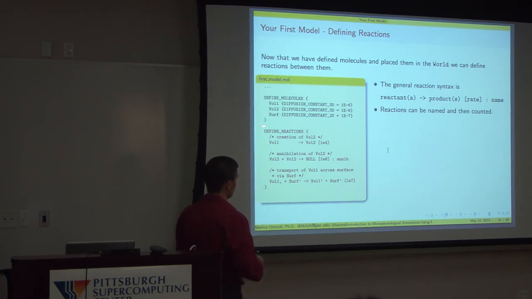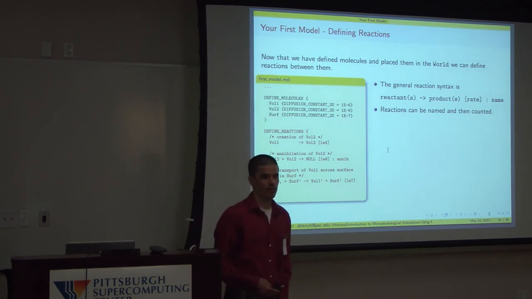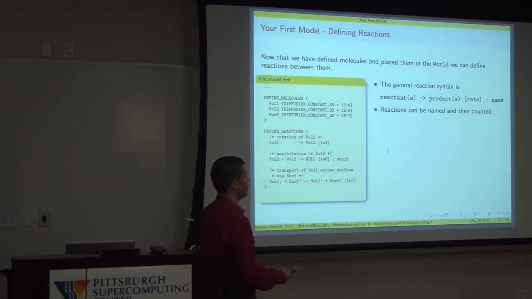Again, you have a defined reactions block. And reactions are defined using this syntax: reactions on the left side, products on the right side. They have a reaction rate constant. And you can name them if you want to. This can be useful if you want to count how many reactions of this type happen, but it's not required.